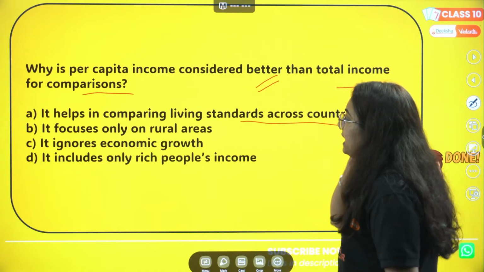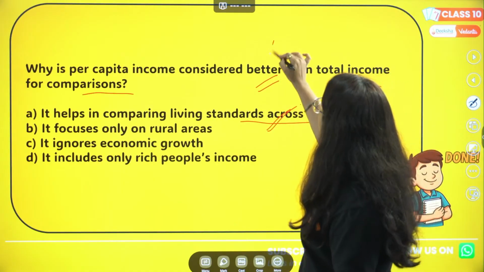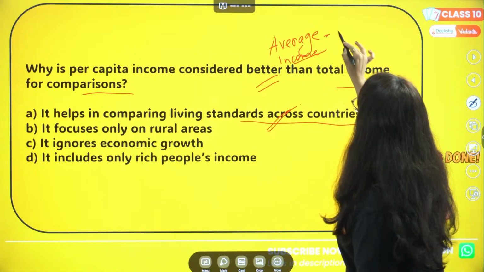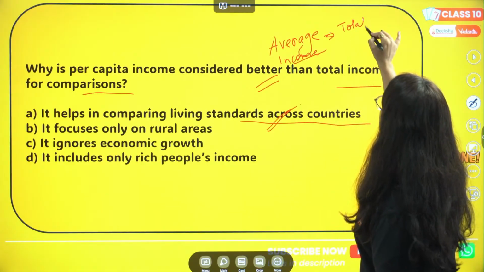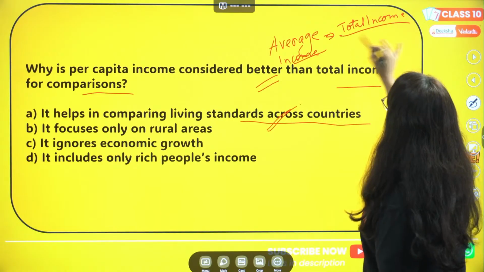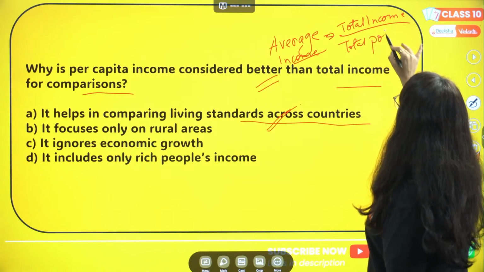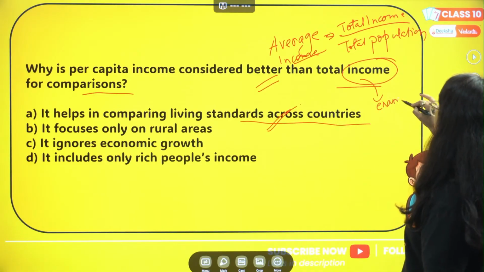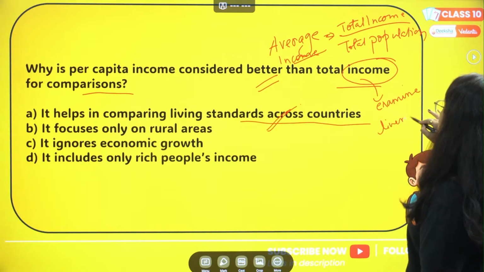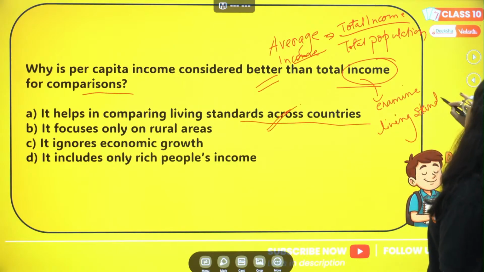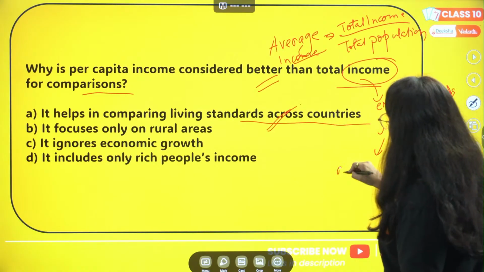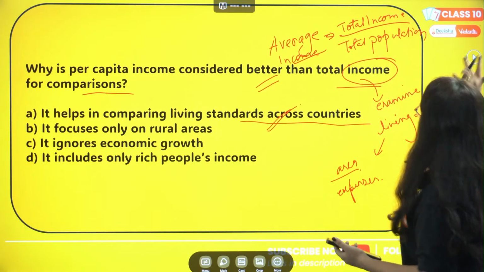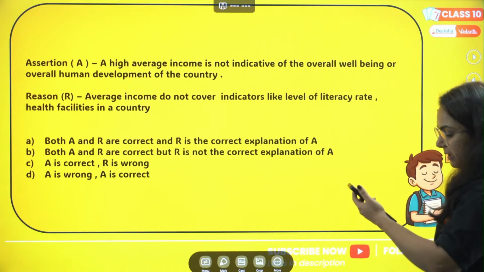Fine. So it helps in comparing living standards. Yes. When we talk about average income, what is the formula for average income? So it is basically total income upon total population. And when we talk only about total income, we cannot examine the living standards of their people, because it also depends upon the area where you are living, the expenses you are doing, and many such factors. Yes, answer A is very much correct.